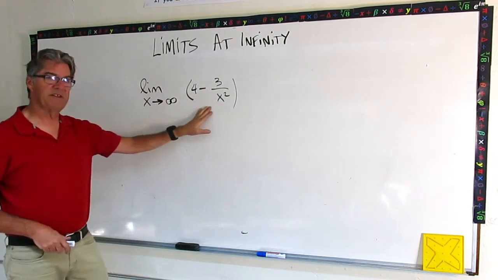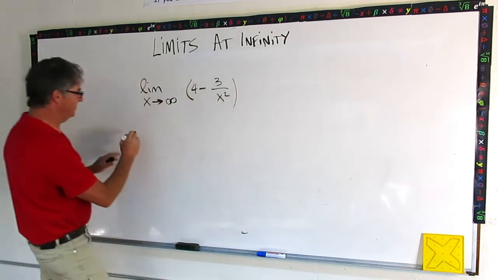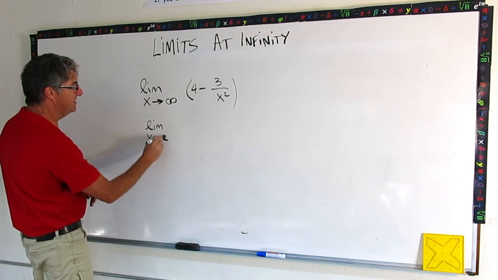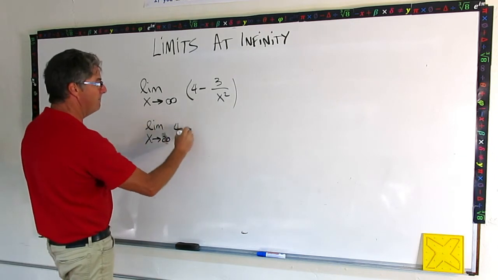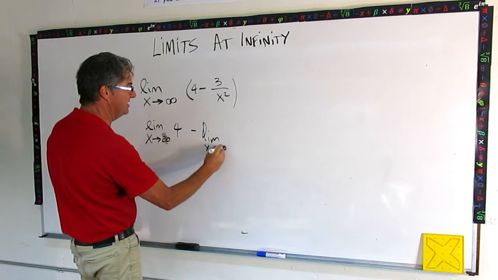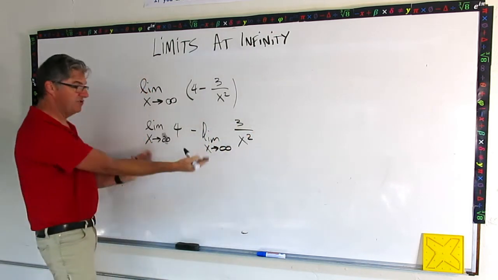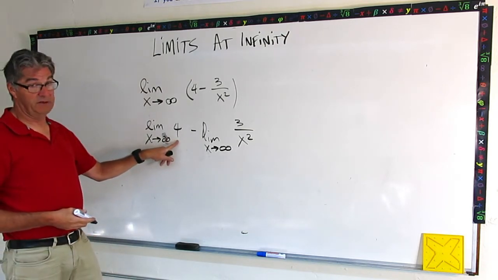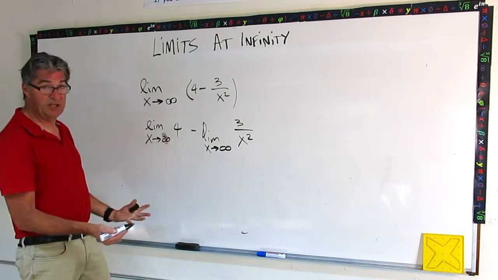So before we can evaluate this, we need to go back to operations with limits. This expression can also be written, let's do that here, as the limit as x goes to infinity of 4 minus the limit as x goes to infinity of 3 over x squared. So now we have 2 limits to evaluate. Now check this one out. This is a constant. Doesn't matter what x is doing. There is no x in that expression, so this limit is just 4.